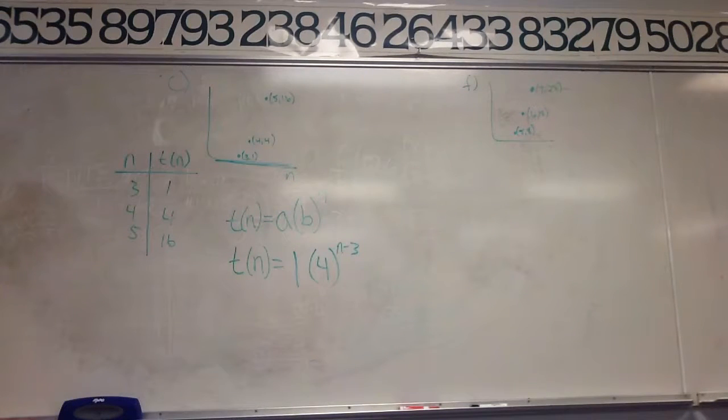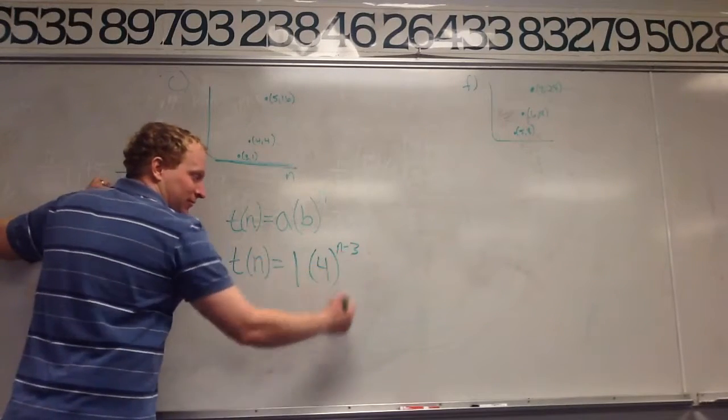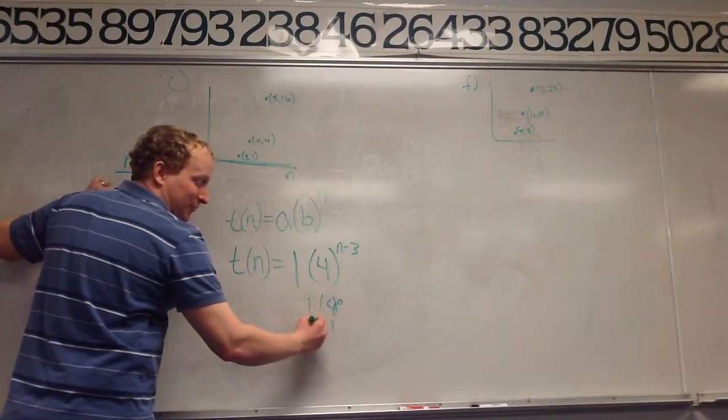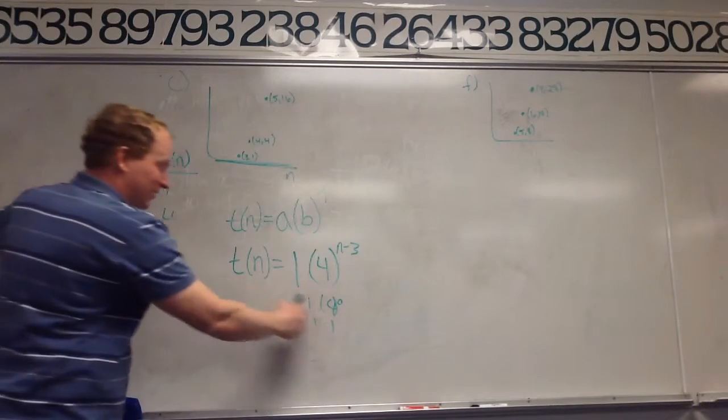Always check. Make sure. Maybe we got them switched. So just plug in 3 for n. If I do 3 minus 3, what do I get? 0. What's 4 to the 0 power? 1. And what's 1 times 1? 1. It works. So t of n would equal 1 if n is 3.